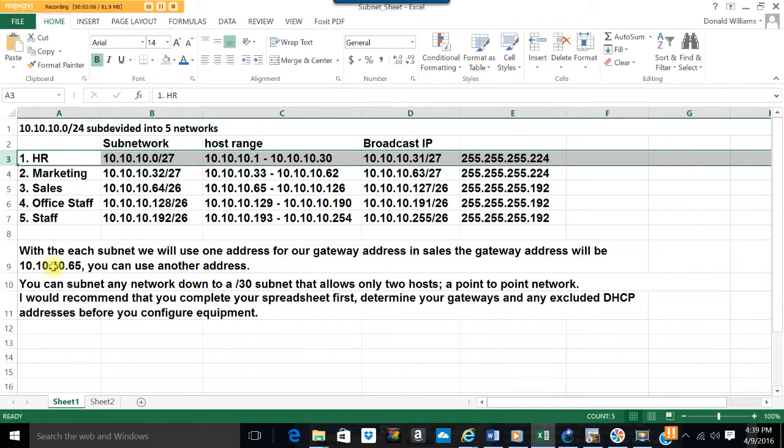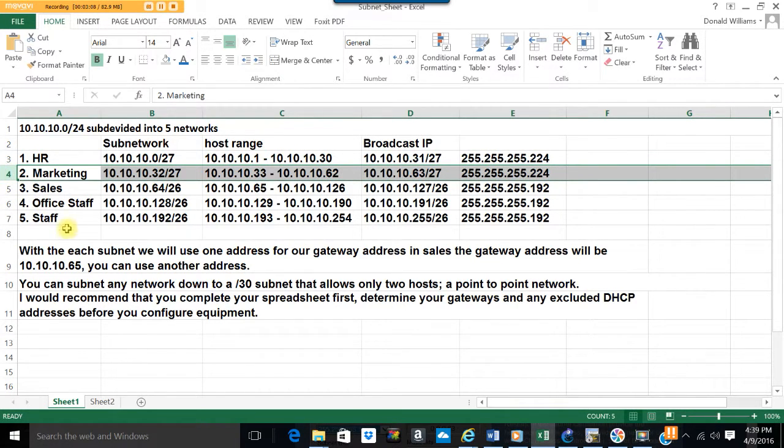Marketing has another subnet within the 10.10.10 space, and that is going to be 10.10.10.32. And their IP host range is going to be 10.10.10.33 through 10.10.10.62, and a broadcast IP address of 10.10.10.63. And the subnet mask is the same as the HR department.